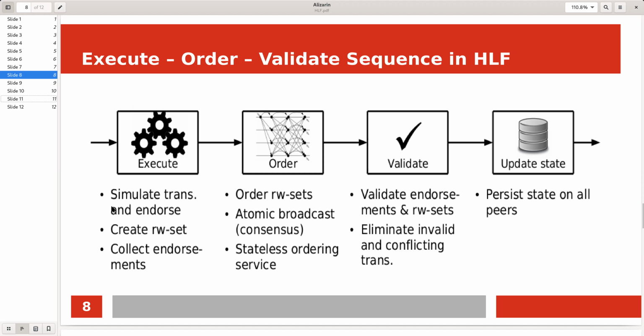Then there is a separate stage here. Not only are smart contracts executed, but there is also a so-called endorsement stage. Endorsement is a kind of, again, consensus, but it is different from the consensus which occurs at the ordering stage.